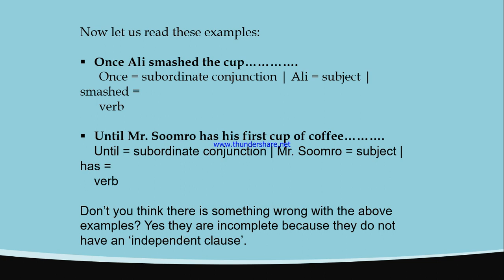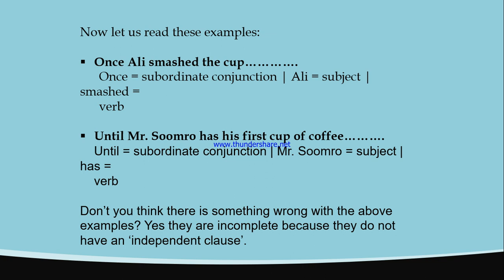Now let us read some examples. Once Ali smashed the cup. Once is a subordinate conjunction. Ali is a subject. Smashed is a verb. Until Mr. Somro has his first cup of coffee, then what? It needs somebody. It needs another portion. Until is equal to subordinate conjunction. Mr. Somro is a subject. Has is a verb. What else?